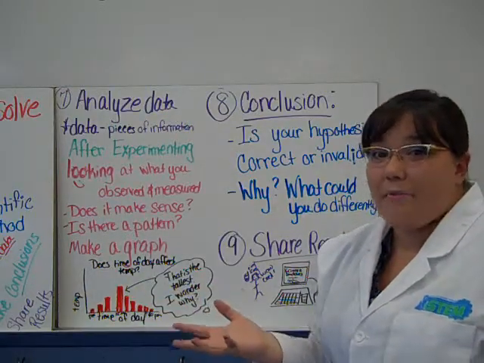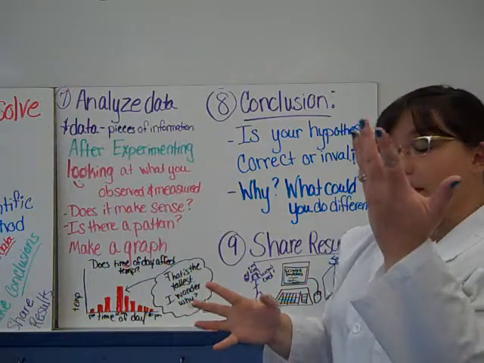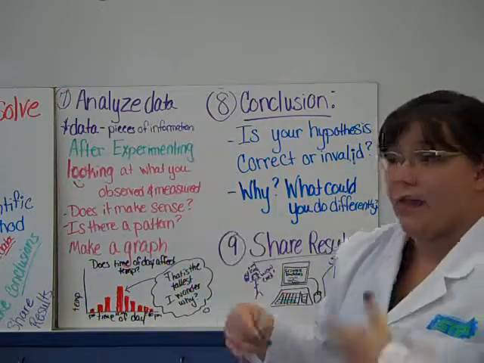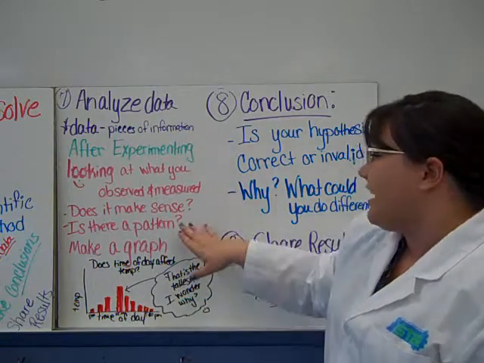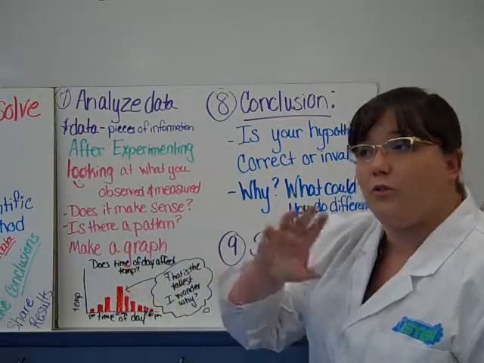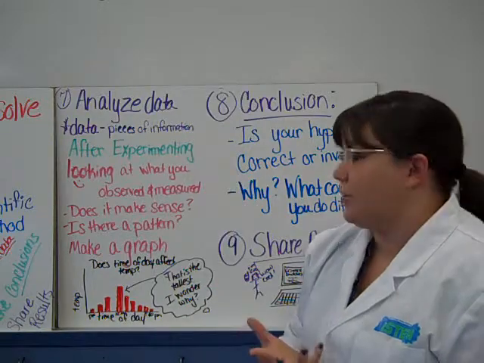Are you quite sure what happened, or is your data all over the place? Did this plant get taller, and this plant get shorter, and this plant die, and that plant go, I don't know, in the trash because somebody knocked it over? Is there a pattern? Do you see your data answering your question?